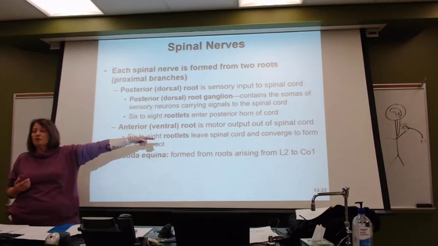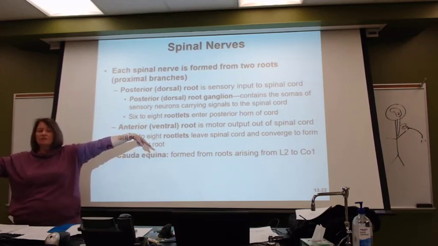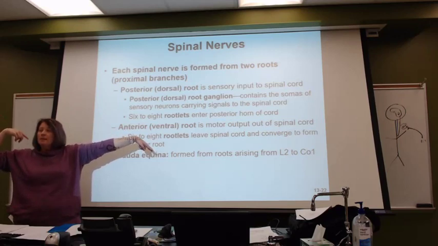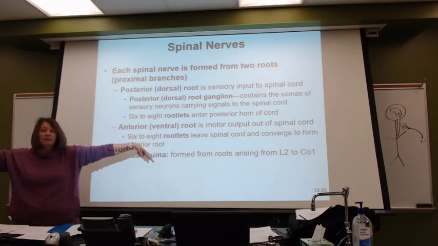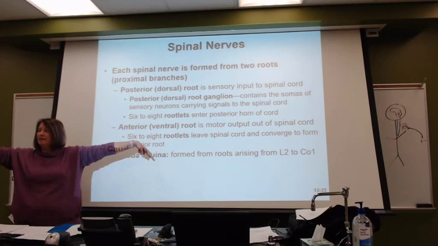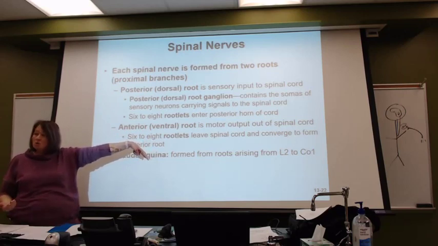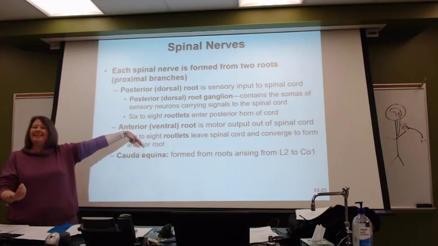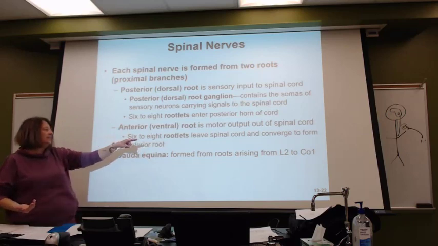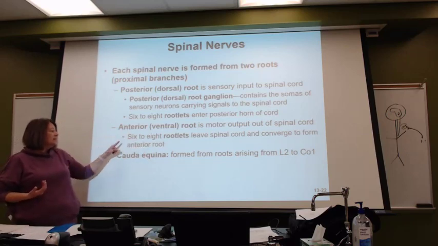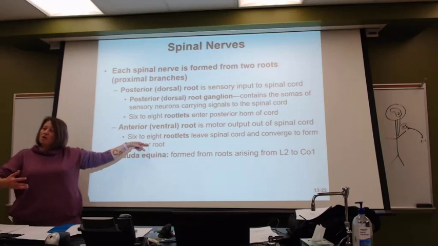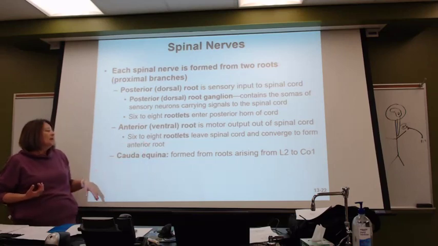Anterior is for motor output. What is the response that has been integrated in the area of the body to give us a motor or an effect that has to take place? Once again, 6 to 8 rootlets on that anterior side.